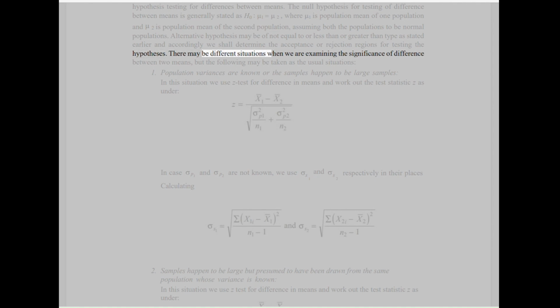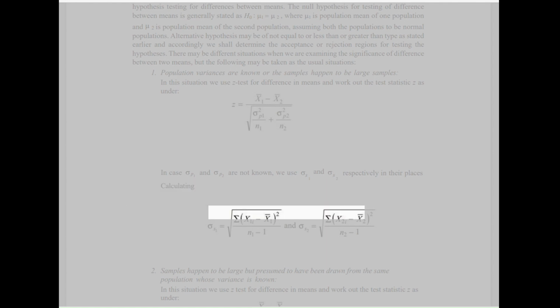There may be different situations when we are examining the significance of difference between two means, but the following may be taken as the usual situations. 1. Population variances are known or the samples happen to be large samples. In this situation, we use z-test for difference in means and work out the test statistic z as under. Z equals 2. In case sigma1 and sigma2 are not known, we use S1 and S2 respectively in their places while calculating.